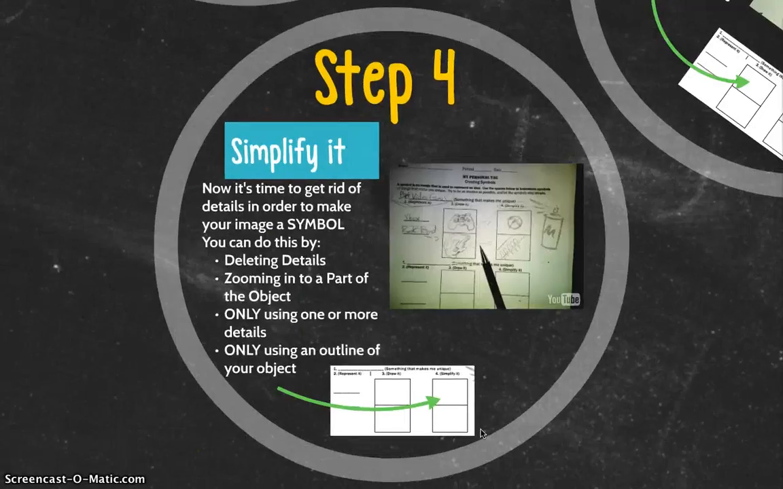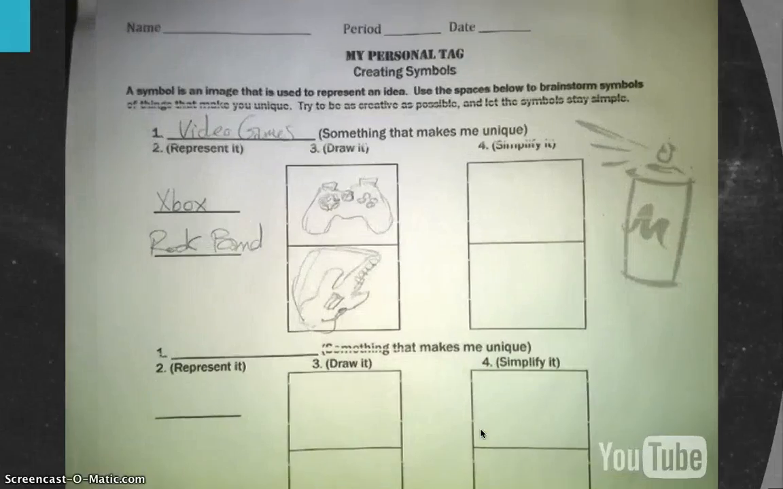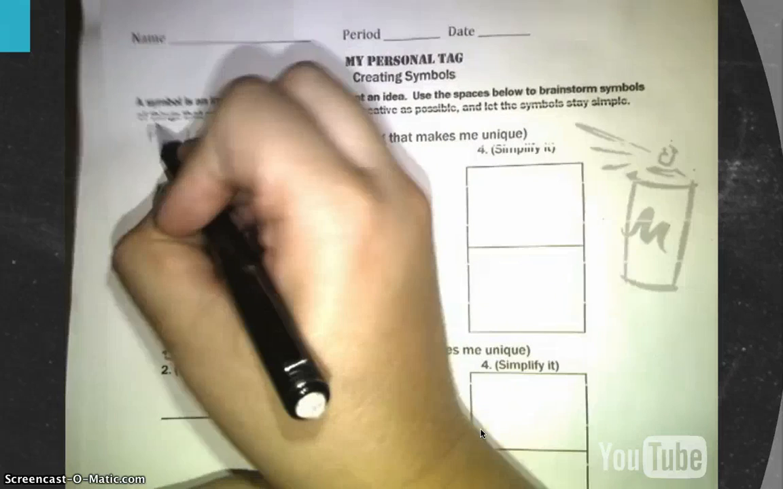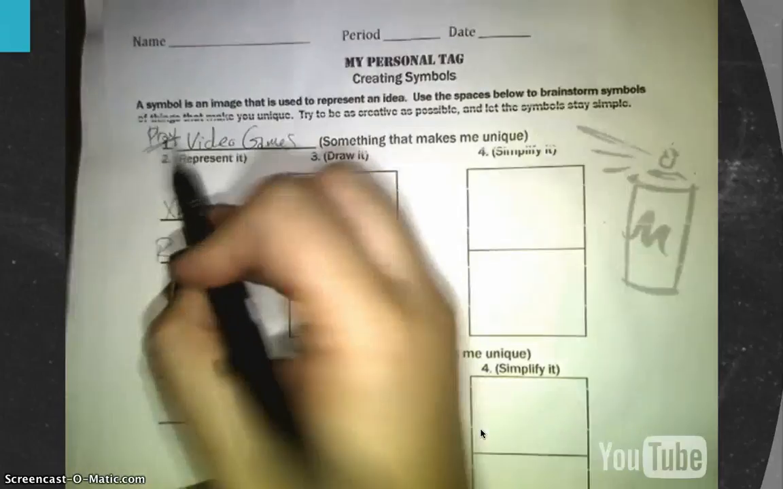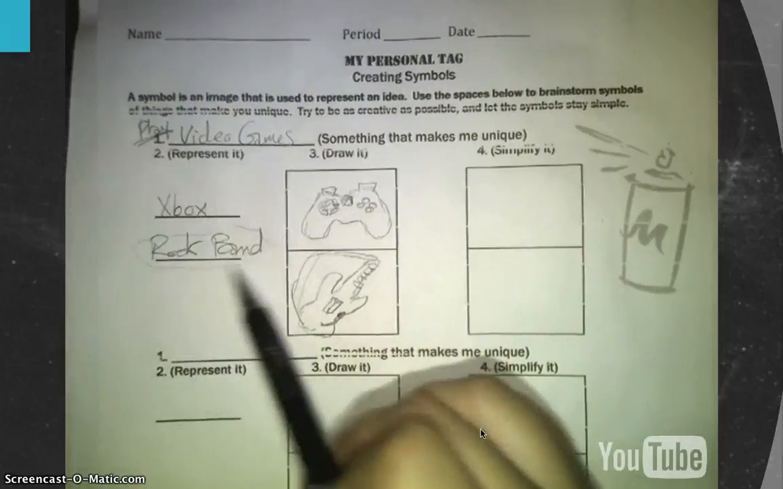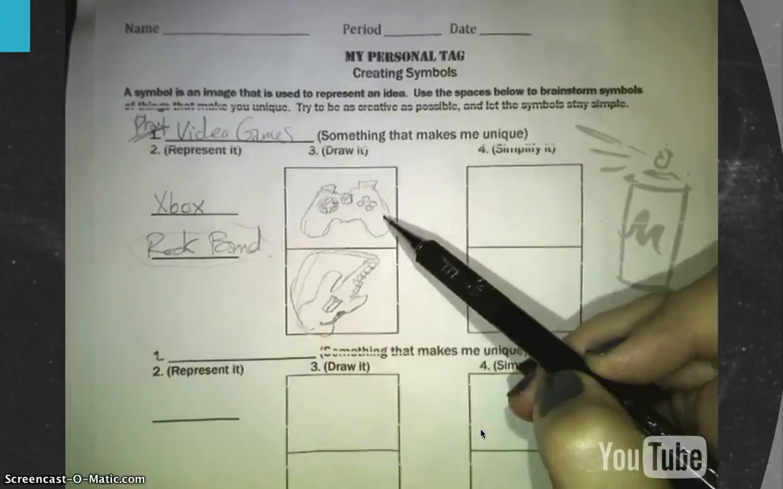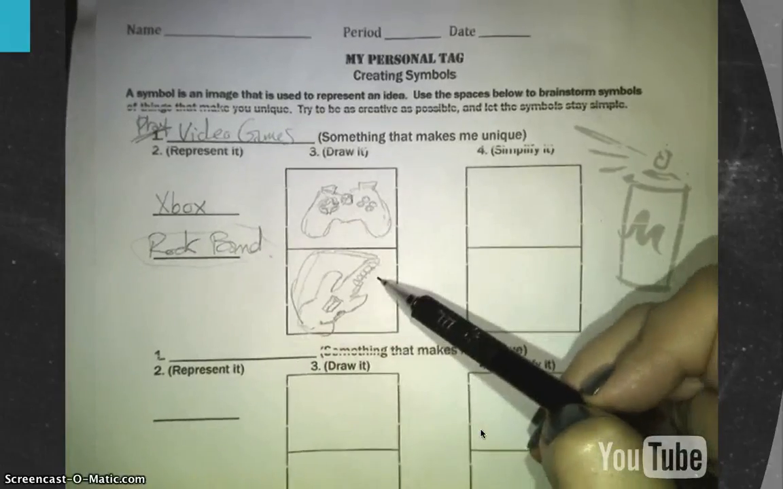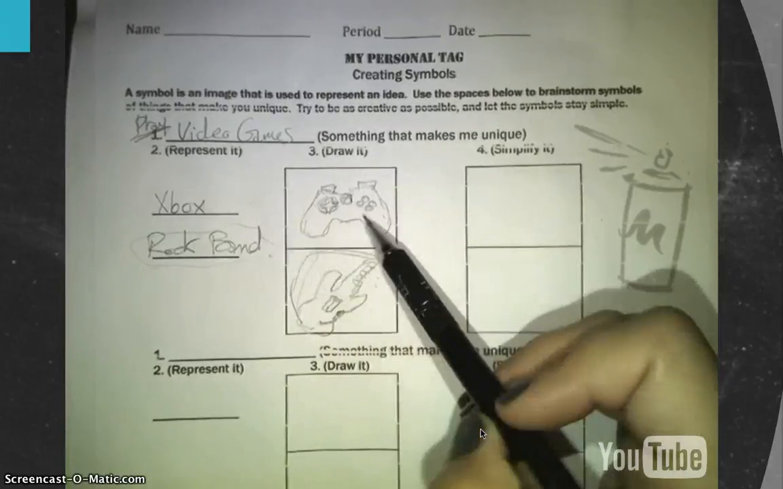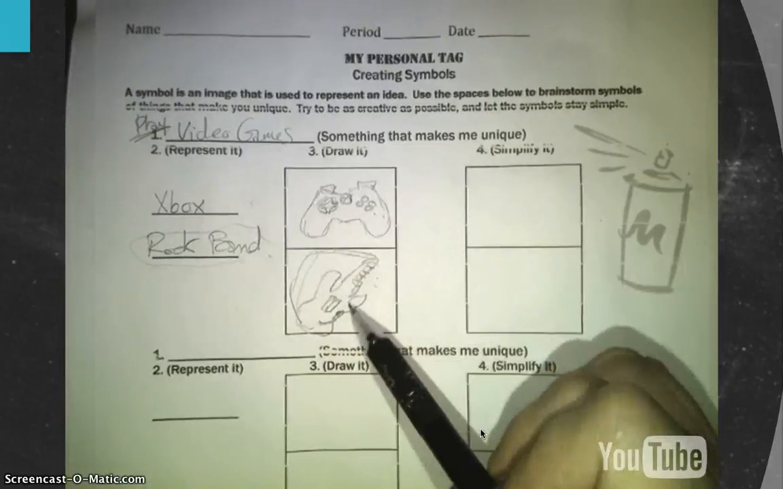So now simplifying is a little bit more complicated, so we're going to watch a little video and I'm going to show you ways of simplifying. Alright, ladies and gentlemen, ways to simplify an image. As you can see, I have written up here that I like to play video games. I have my Xbox, and I have one of my favorite video games, Rock Band. And I have drawn my detailed images of the two things that I'm using to represent playing video games. So I've drawn my Xbox controller, and I've drawn my Rock Band controller.